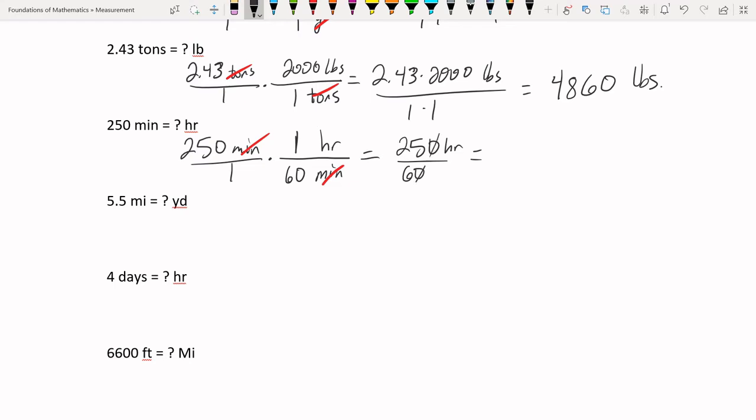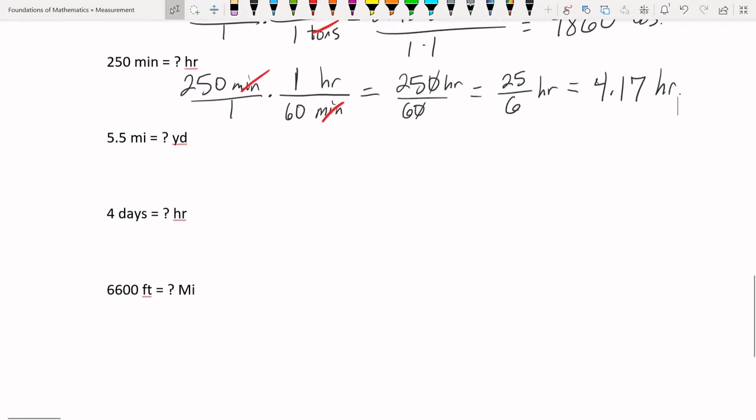They cannot reduce. This probably would look better as a decimal number. I mean, it's a repeating decimal, but I'm just going to round to 2 places. 4.17 hours. 25 over 6 is an exact number, so whatever the problems ask you to do, that's what you should write it as.